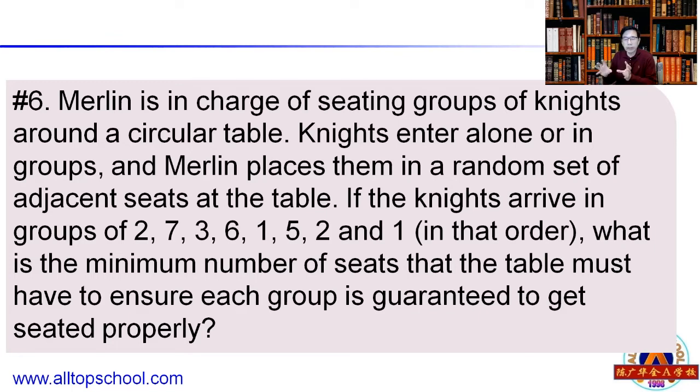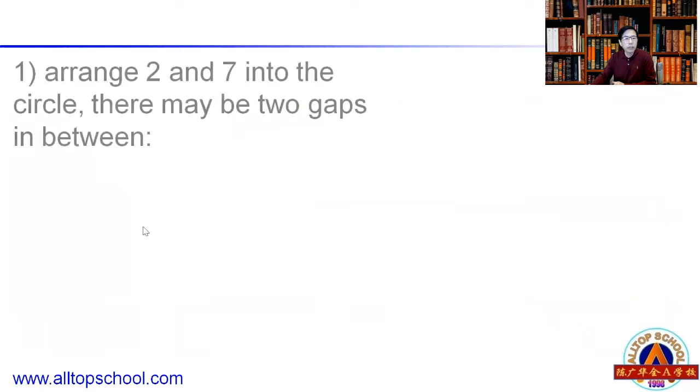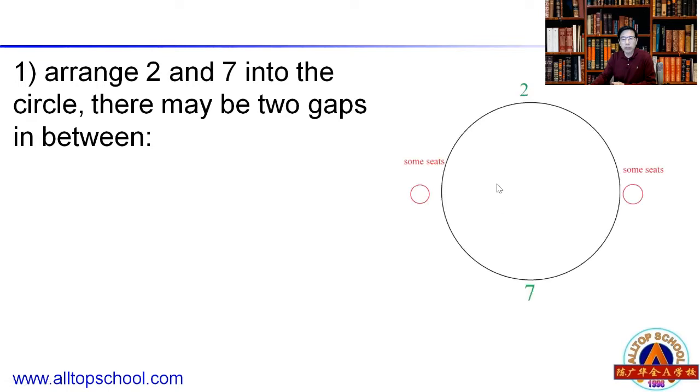So they are not really sitting around the circular table in order. They can sit in a block here, a block here, a block here, leaving some empty seats in between the groups. So we just follow the order right now. Arrange 2 and 7 into the circle first. After this, there will possibly be 2 gaps left: between the group of 2 and group of 7 on the left, and some empty seats on the right around the table.